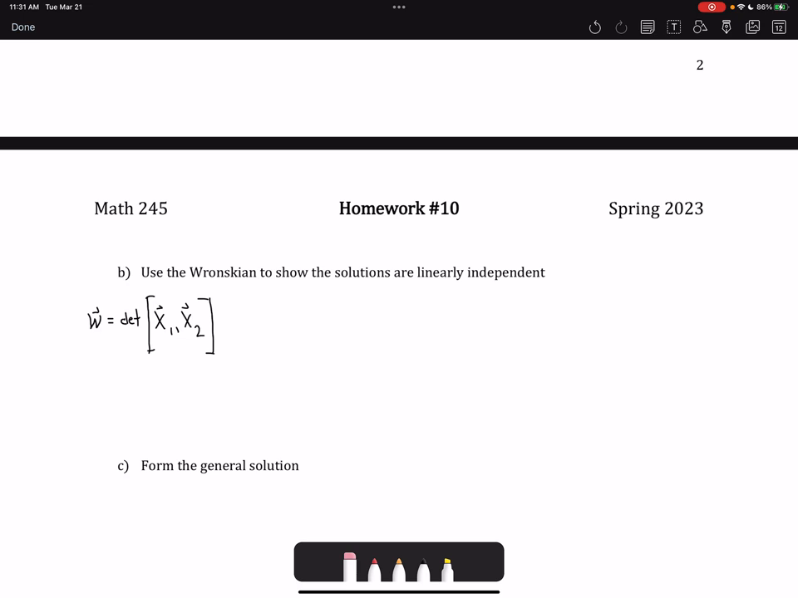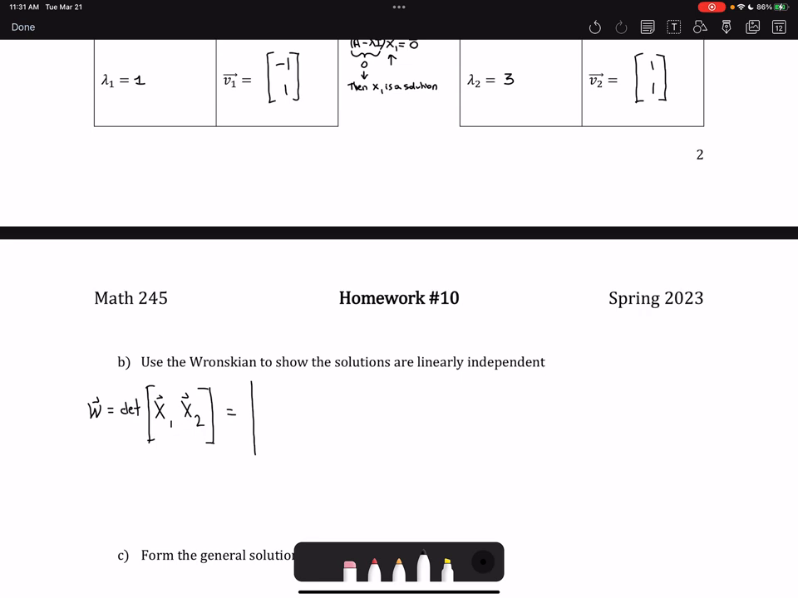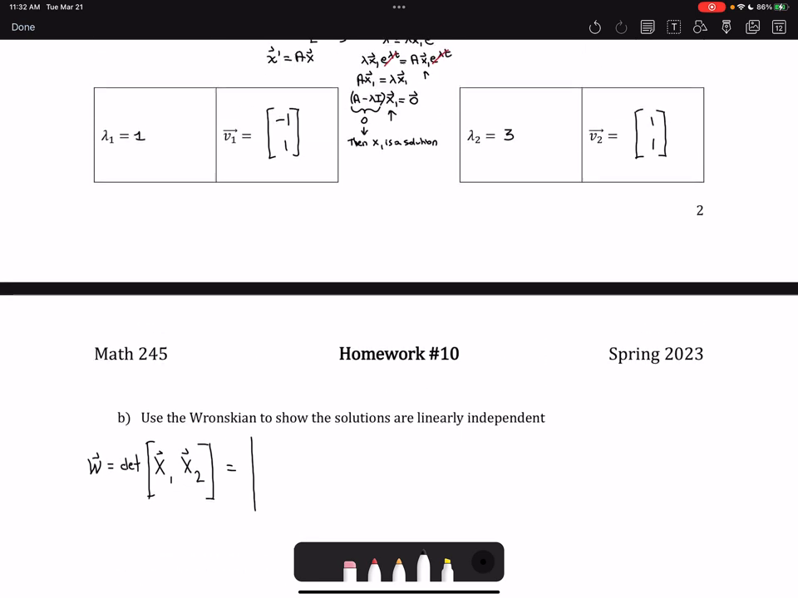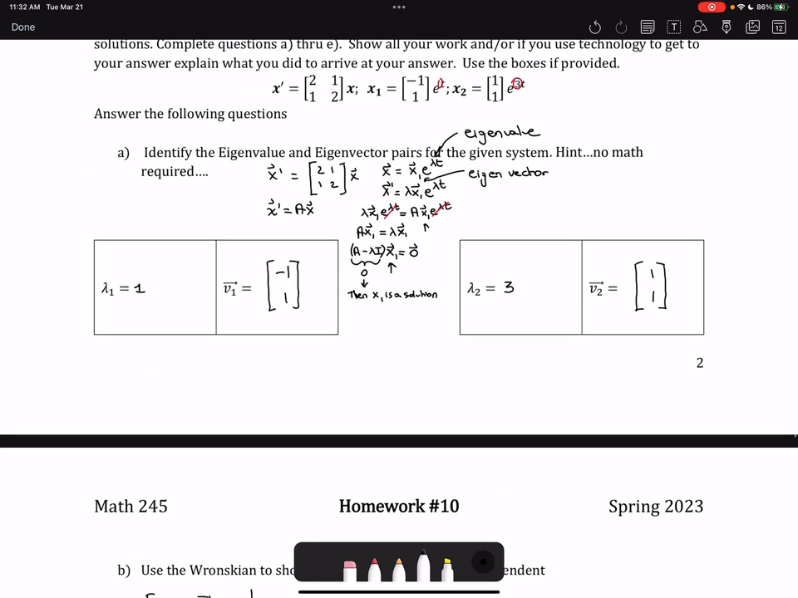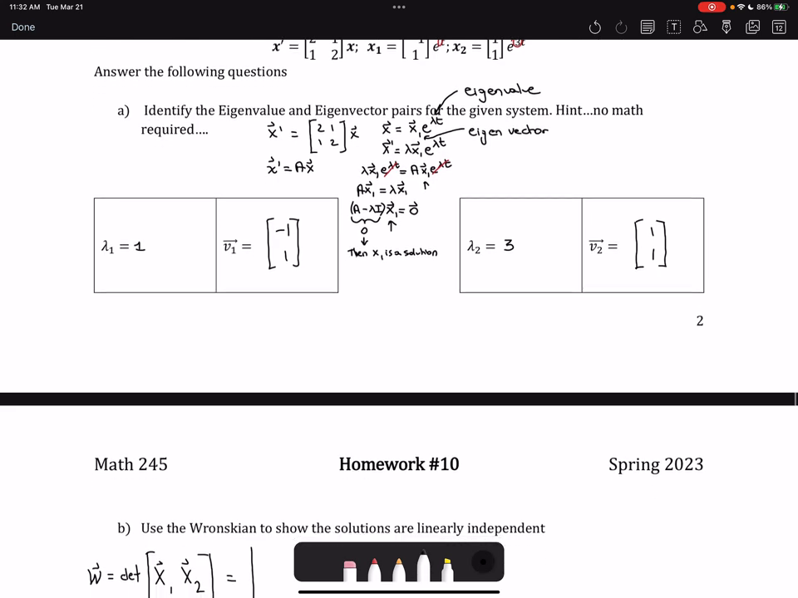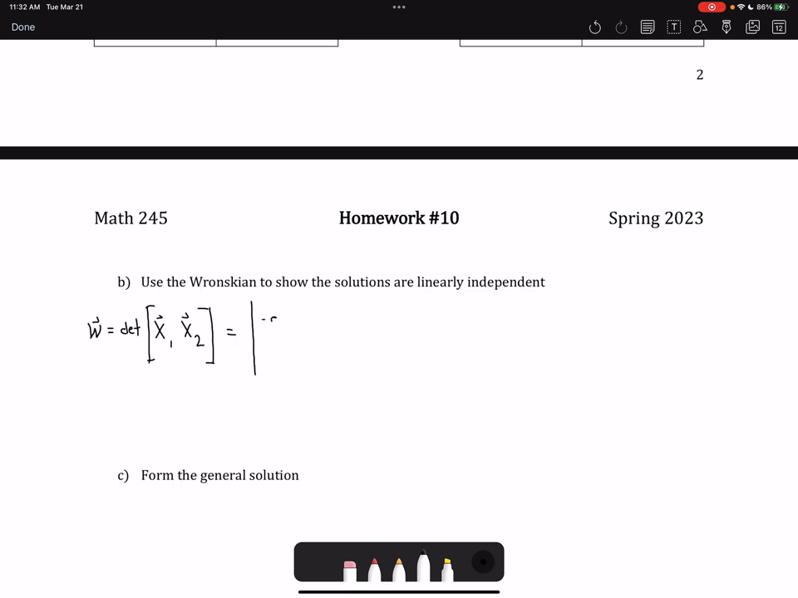And I don't need a comma if this is a matrix. Okay? So what are they? Well, it's going to be the determinant, or I can just write the vertical bars of our two solutions, which are this and this. If I distribute that exponential that's in front, I'm going to get negative e to the t and e to the t for x1. So negative e to the t and e to the t.